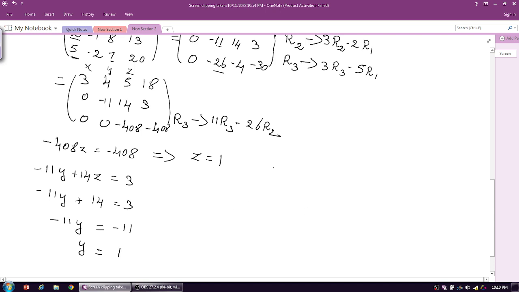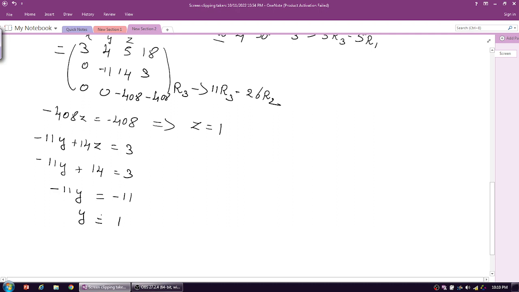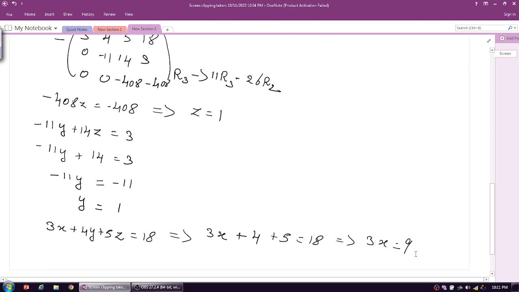Now expand the first row. So the first row is 3x plus 4y plus 5z is equal to 18. We already got the z and y values, so substitute those values. Therefore 3x plus 4, since y is 1, and 5, since z is also 1, is equal to 18. So this implies 3x plus 4 plus 5, you will get 9. Take this 9 to the right hand side, 18 minus 9, you will get 9. So finally x is equal to 3.